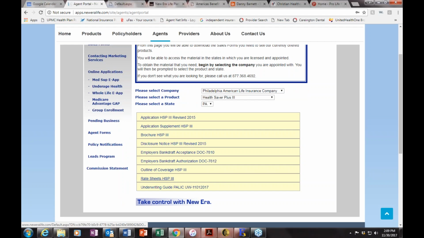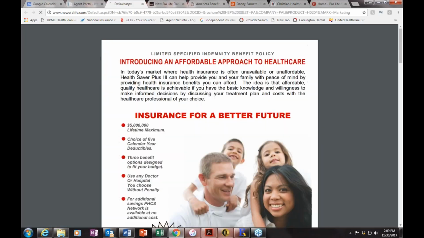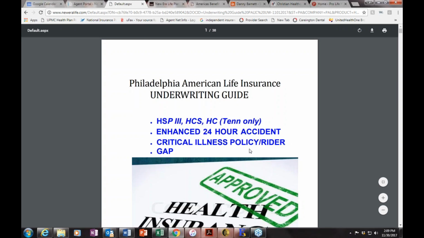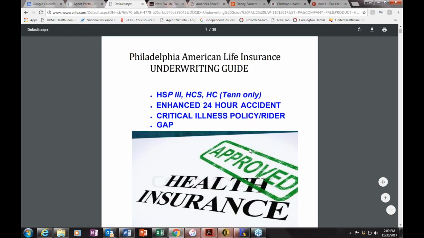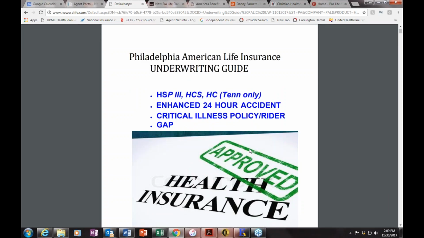Outline of coverage, your rate sheet, this underwriting guide here. This will be your Bible. You will want to save this on your desktop. You may also want to print a copy if you do a lot of person-to-person sales and not telesales.